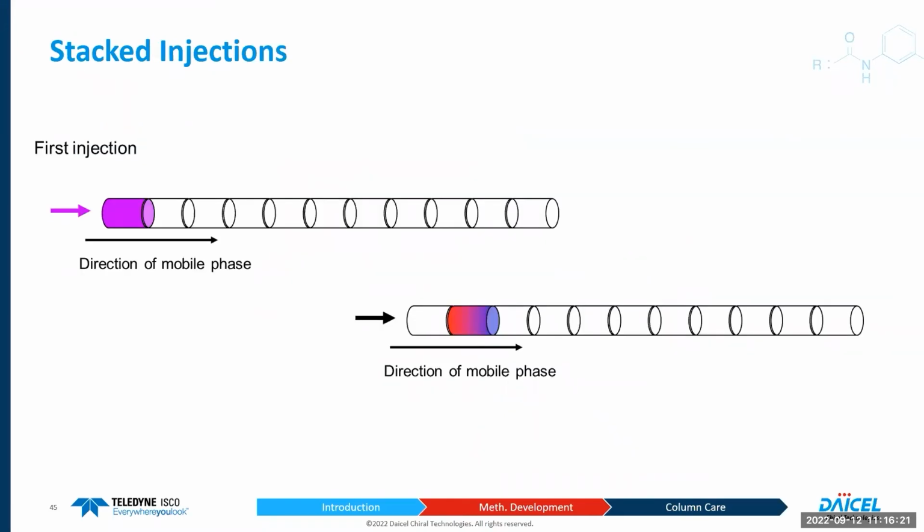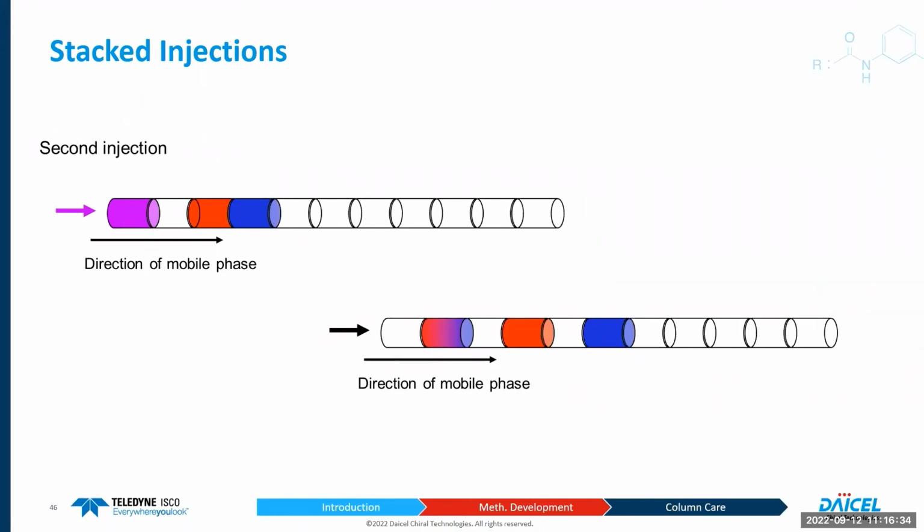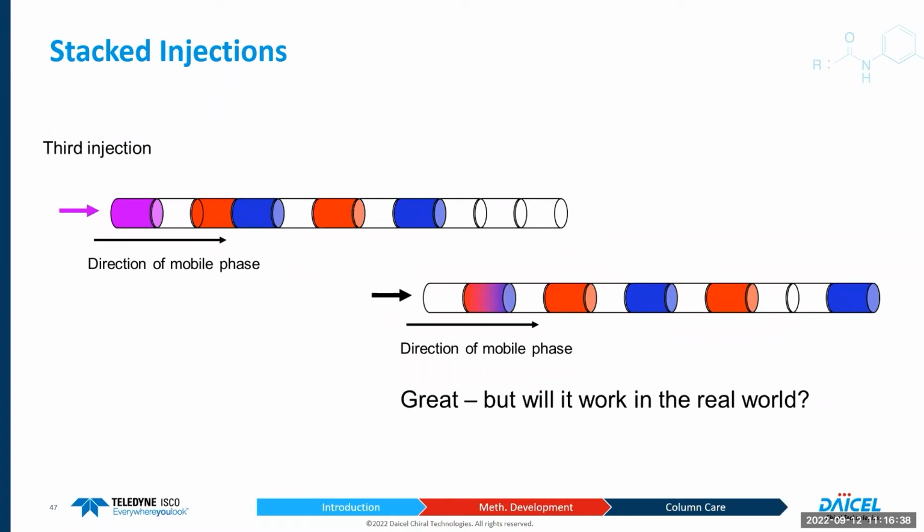You're going to add material in purple, the racemate, onto the column, let it begin traveling down the column to separate into its respective blue and red components. And while that slug is going down the column, you're going to make another injection and let that move down the column, and then you're going to make another injection and let that come down the column.